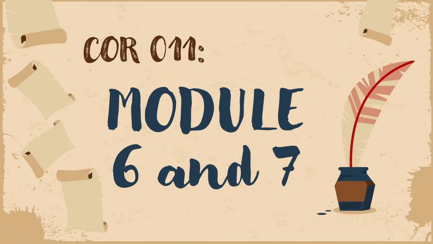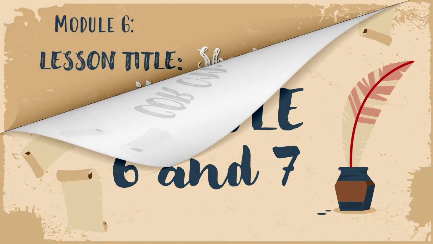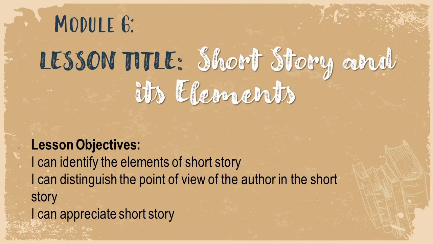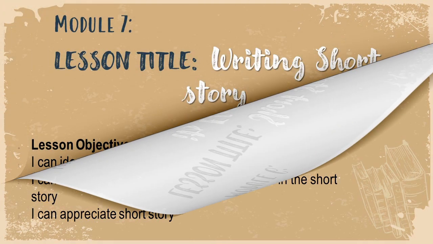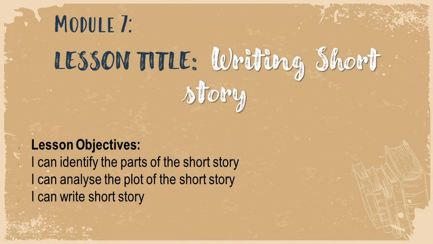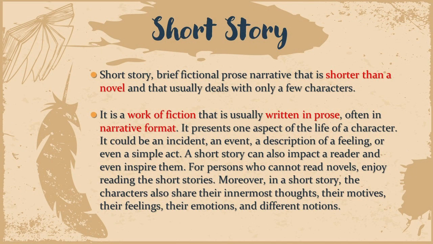For today's session, we will be having Module 6 and Module 7. For Module 6, our lesson title is Short Story and its Elements, and here are our lesson objectives. While for Day 7, our lesson title is Writing Short Story. And here are our lesson objectives. Module 6 and Module 7 deal with only one topic, and this is all about short story.